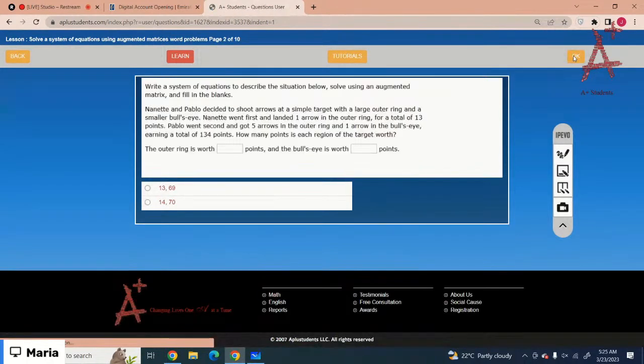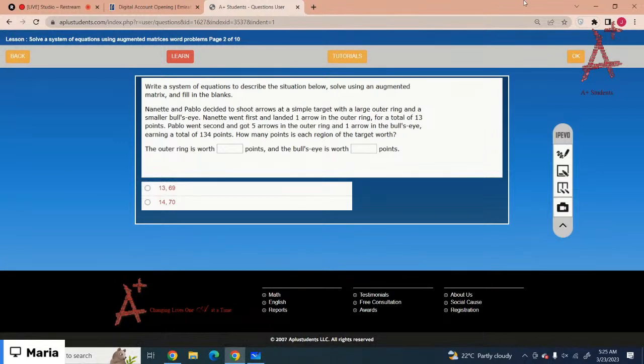Okay, let's just move on to the next question. The next one is: Nanette and Pablo decided to shoot arrows at a simple target with a large outer ring and a smaller bull's eye. Nanette went first and landed one arrow into the outer ring for a total of 13 points. Pablo went second and got 5 arrows in the outer ring and 1 arrow in the bull's eye, earning a total of 134 points. How many points is each region of the target worth?